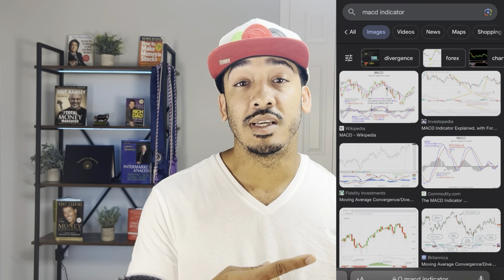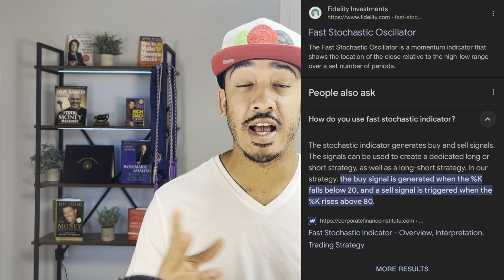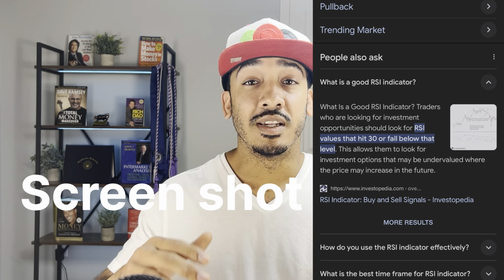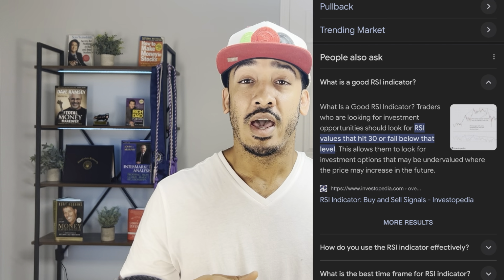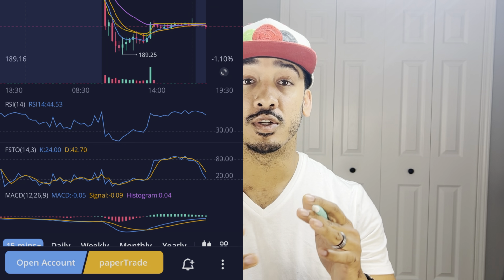I like the MACD indicator. I like the FSTO, that's a stochastic indicator, whatever it is. I always look at the MACD, I always look at the stochastic, and I always look at the RSI. The MACD indicator is usually at the bottom, and it kind of makes a wave above and under a particular line. That kind of lets you know the trend of how that's moving, right? The stochastic and the RSI are kind of the same as far as monitoring them.